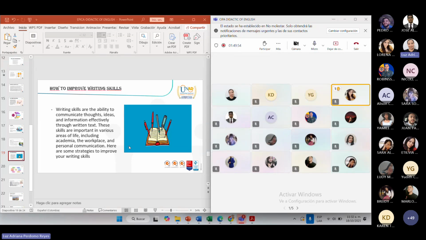Okay, no more participation. Okay, how to improve writing skills. Writing skills are the ability to communicate thoughts, ideas and information efficiently through written text, as I said before, the slide says. These skills are important in various areas of life, including academia, the workplace, and personal communication.